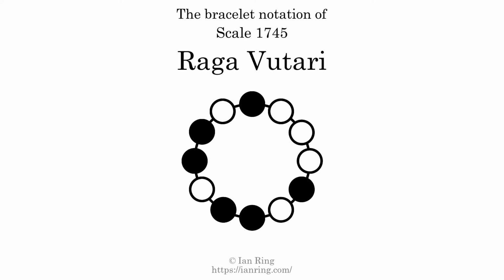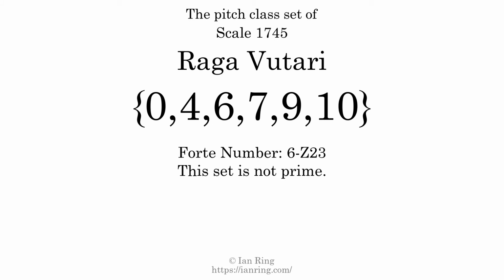This is a bracelet notation diagram of scale 1745. The shaded circles represent tones that appear in the scale, and they are read clockwise, starting at the top. The pitch class set for this scale is 0, 4, 6, 7, 9, 10. The forte class is 6Z23. This set is not prime.